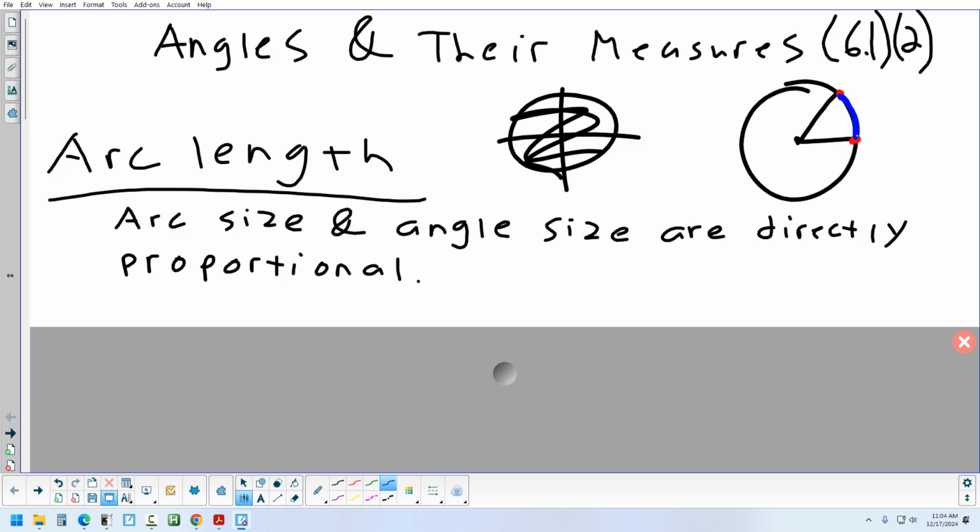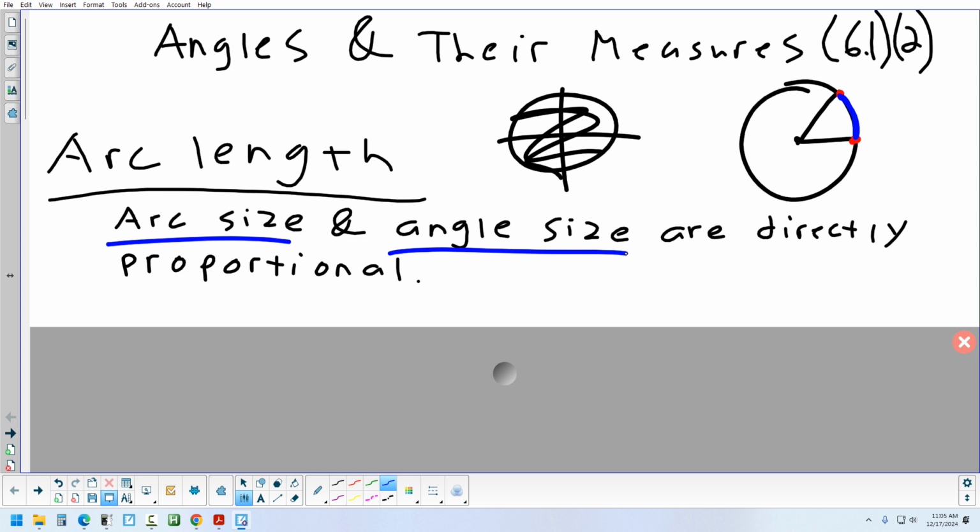What else could I change? I could change the size of the angle. Yep. So there are two things that affect that arc in blue. And when we come up with the formula, it's going to have those two things in it: the size of the circle and the size of the angle. All right, so the first thing is that if you draw an angle and an arc in that circle, they are what we call directly proportional.